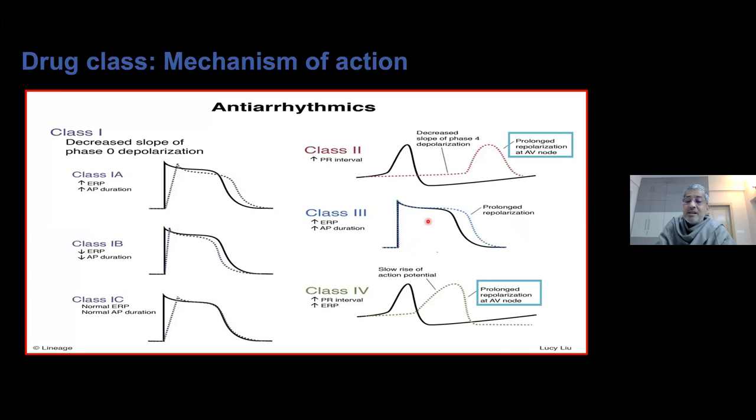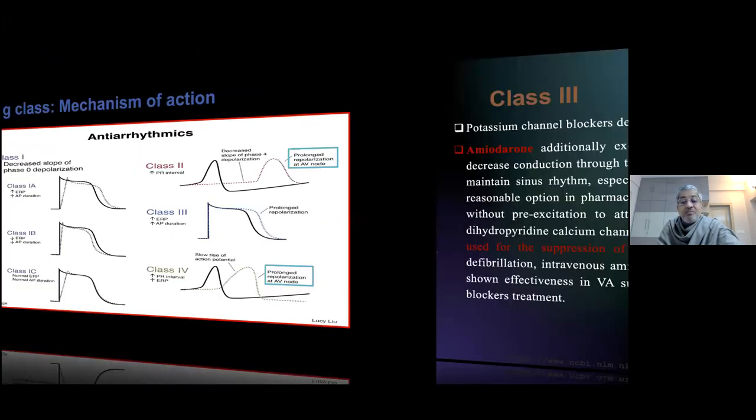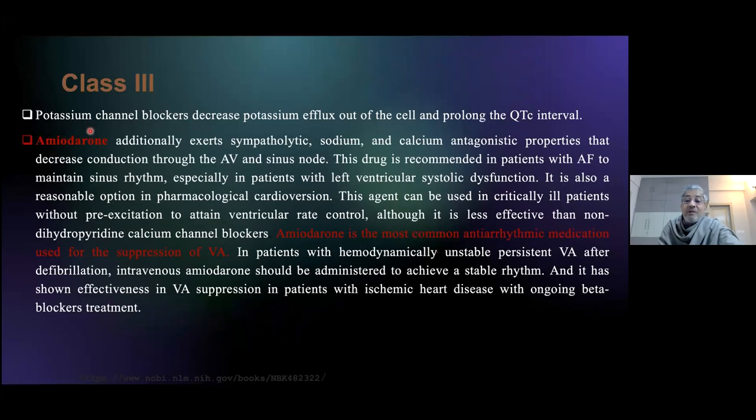Now we come to class 3. Class 3 just increases the repolarization. So does it help? It doesn't have any effect on ERP or AP duration. So that's why this is a drug class which has come in recent times. And this is also the second most used drug, and that is called amiodarone. And this is the most common antiarrhythmic drug to suppress ventricular arrhythmia. But the problem of amiodarone is it is a potassium channel blocker, as I told you. It decreases the potassium efflux, so it prolongs the QT. So it actually prolongs the repolarization.